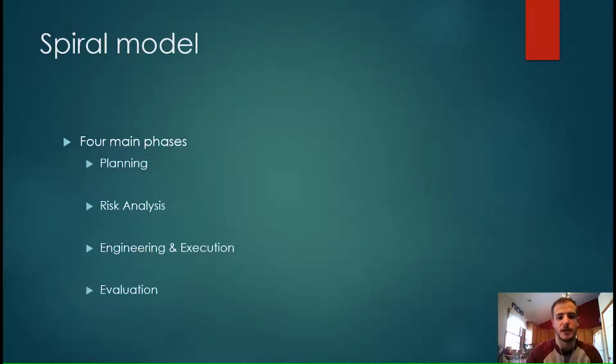So first, we'll start out with the spiral model. It was first introduced by Barry Boehm in 1988 in a paper he wrote. There are 4 main phases to the spiral model. First, we have the planning phase. This is where requirements are studied and gathered with the goal to output a finalized list of requirements that can be understood and agreed to by both parties.